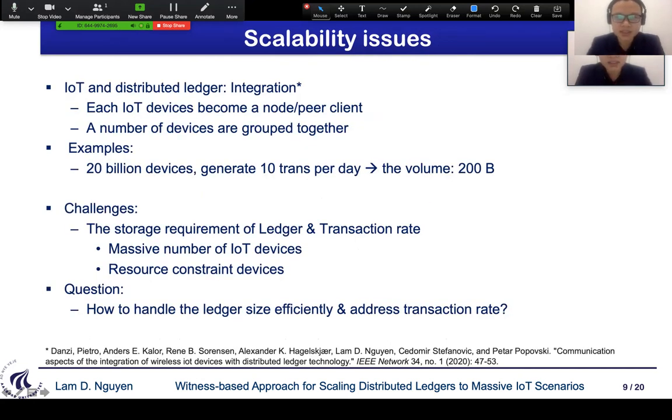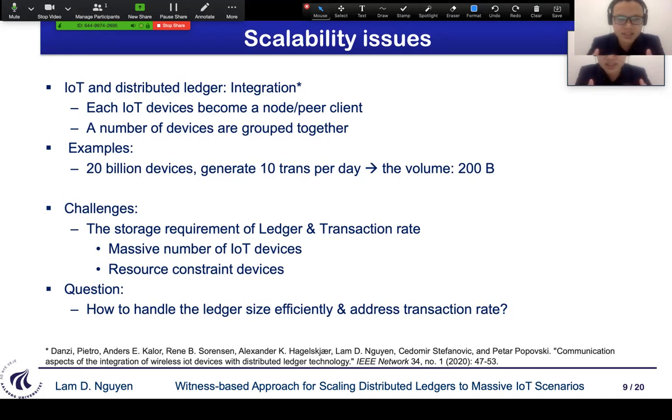But even if the blockchain increases the trust and security of the IoT network, it still has a big problem with scalability. For example, when an IoT device wants to join the blockchain network, in the first scenario each IoT device has to become a peer or a client of the blockchain network. But IoT devices are considered resource-constrained devices, so they cannot store the whole ledger of the blockchain.